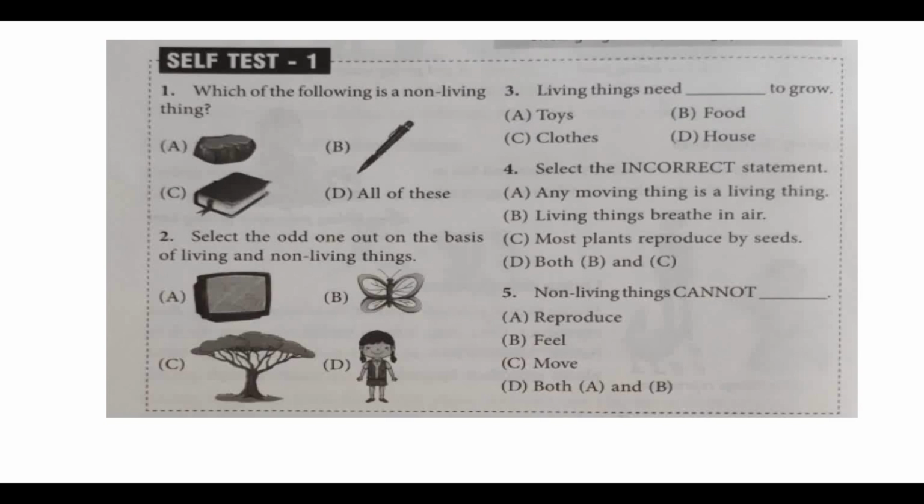Question number 3. Living things need blank to grow. Out of toys, clothes, food, house: food. Living things need food to grow.